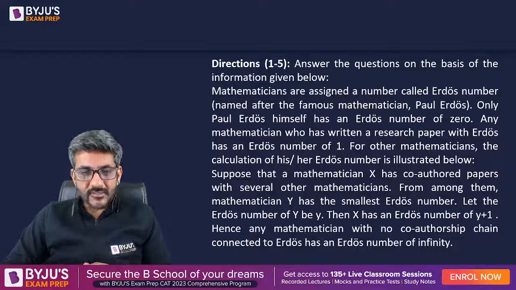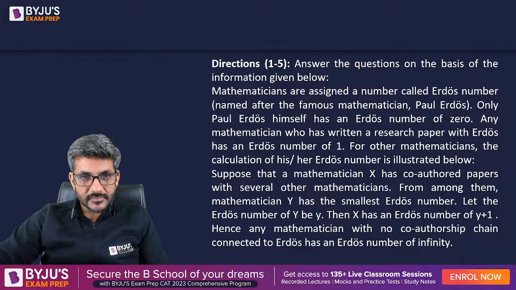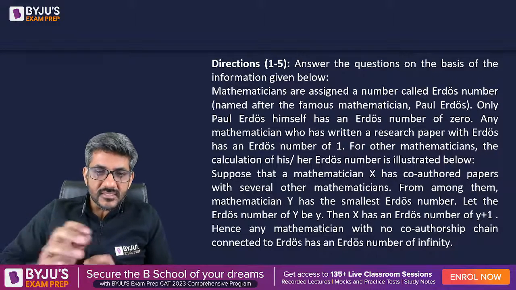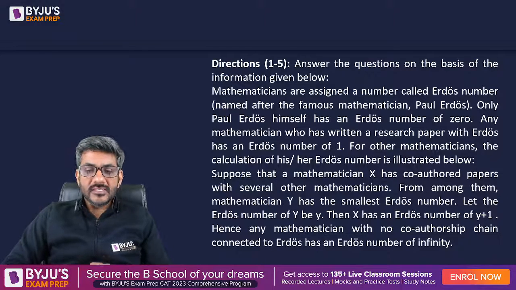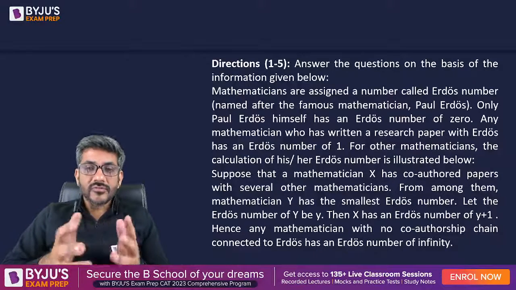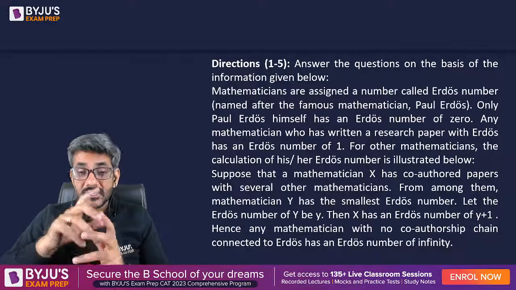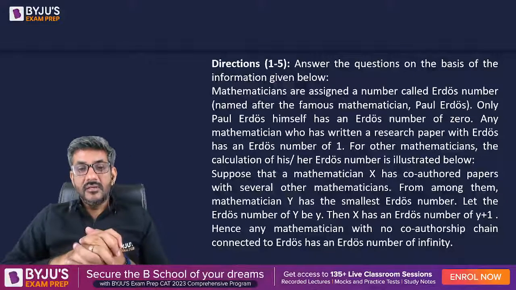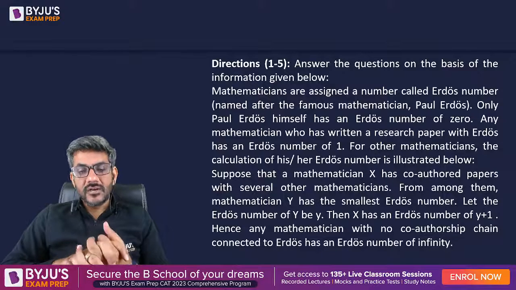Okay, let's start reading it together now. So it says that mathematicians are assigned a number called Erdos number, named after the famous mathematician Paul Erdos. Only Paul Erdos himself has an Erdos number of 0. So, of course, Paul Erdos must have been a very famous, very successful mathematician. Therefore, a number has been created on his name.